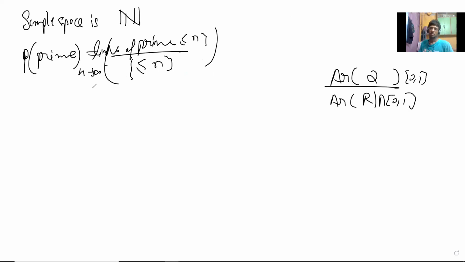That is one, but no, I don't know if it goes to zero. Yes, if n, it should go to zero, right? But then number of primes. Yes, certainly it goes to zero, but that's a different thing. Yeah, this goes to zero, but you get the point.